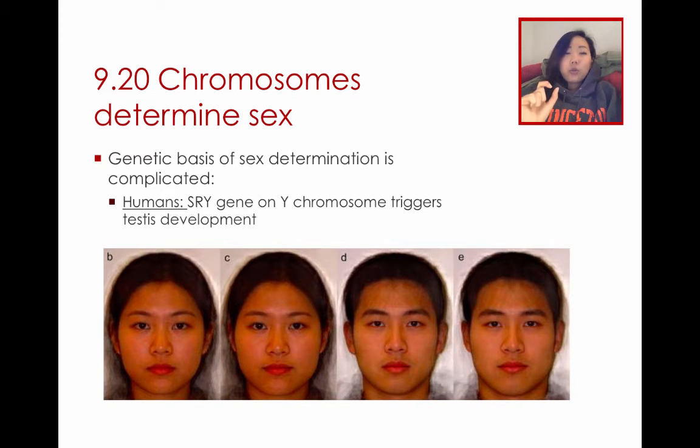So the actual way that sex is determined is a little bit complicated. In humans, they isolated a gene called the SRY gene, and it's on the Y chromosome, and they've noticed that it triggers the testes development, so that's one that they can specifically say relates to sex. But there's a lot of different factors that relate to hormones and your facial features and things like that, which they're still trying to figure out.